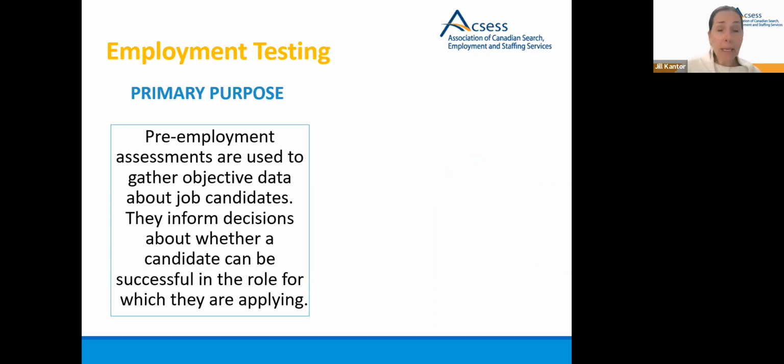Employment testing, again, the purpose of that is really just to gather some objective data about candidates who might be right for the job. Maybe it can help inform decision-making, whether a candidate is successful in a role or not successful based on what some of those tests might be.